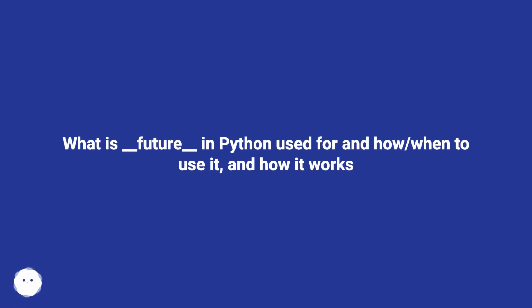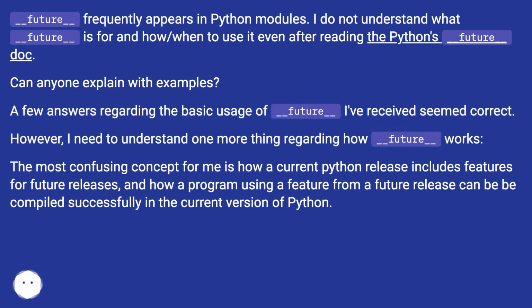What is __future__ in Python used for, and how/when to use it, and how it works? __future__ frequently appears in Python modules. I do not understand what __future__ is for and how/when to use it, even after reading the Python's __future__ doc. Can anyone explain with examples?